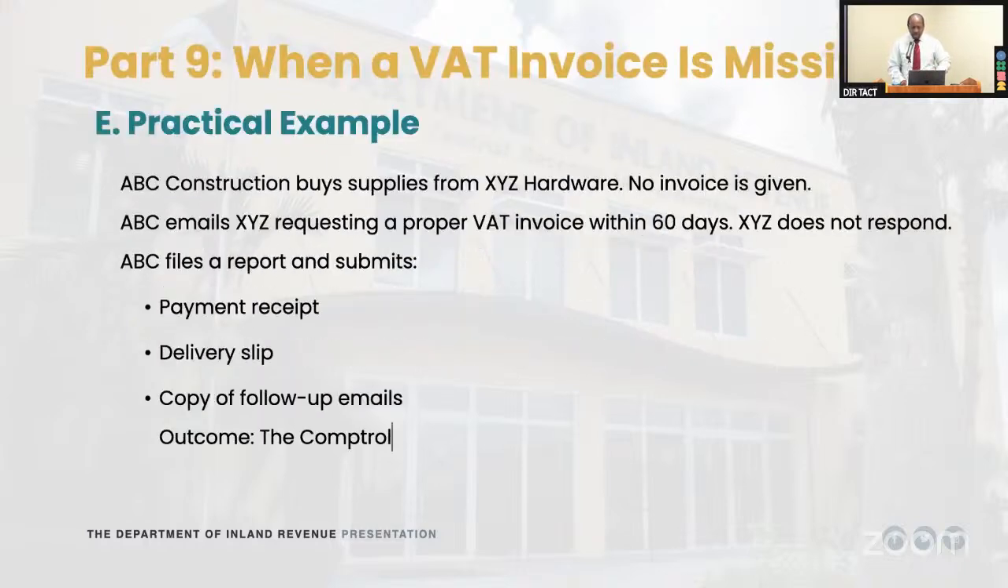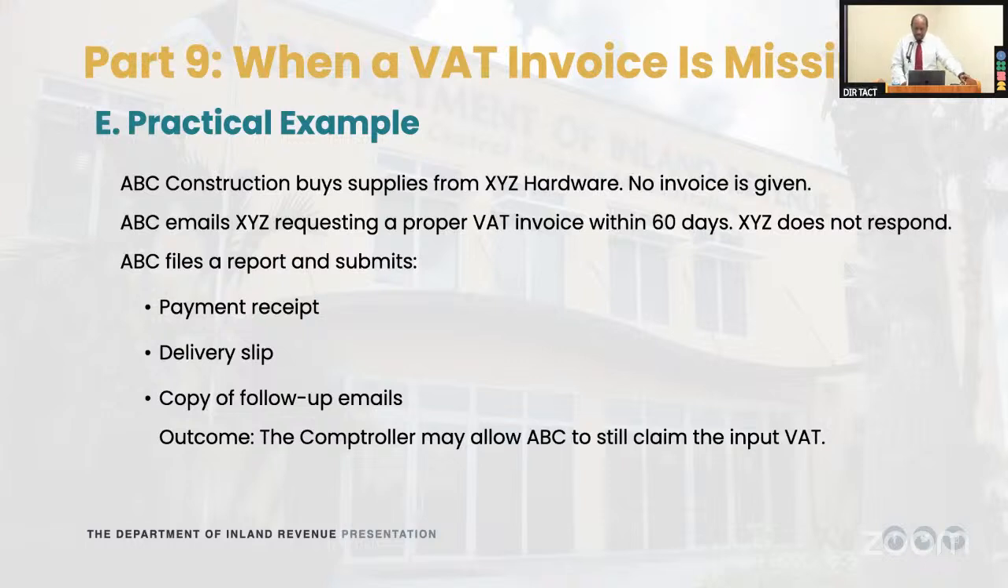And a practical example: ABC Construction buys supplies from XYZ Hardware, no invoice was given. ABC requests a proper invoice within 60 days, XYZ doesn't respond. ABC files a report and submits the payment receipt, delivery slip, copy of the follow-up emails, and the outcome. The comptroller may allow ABC still to claim the input VAT because they made their efforts. They documented what happened with their emails and their communications, as well as their receipt and their request.